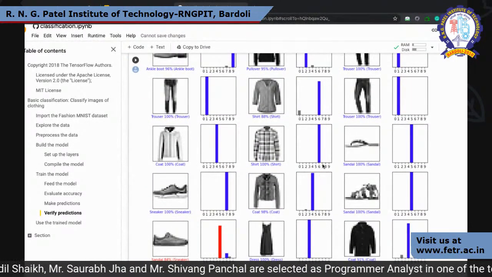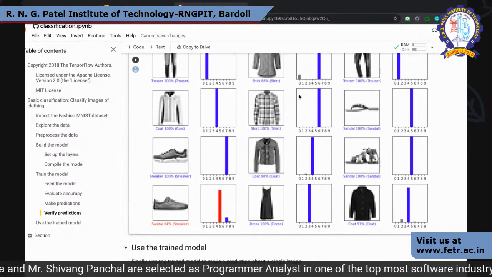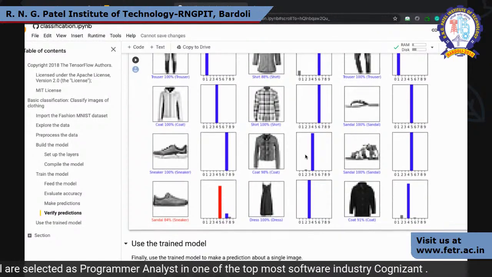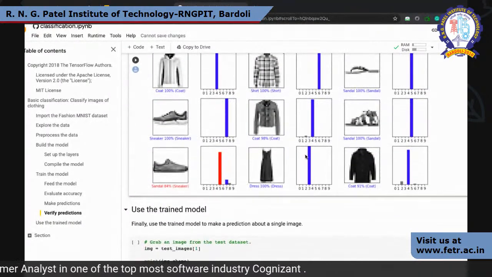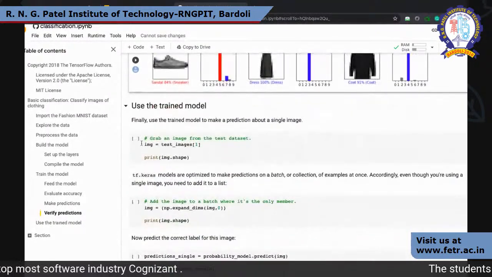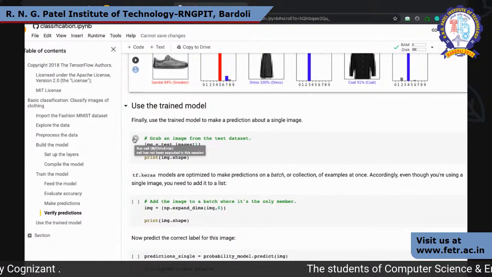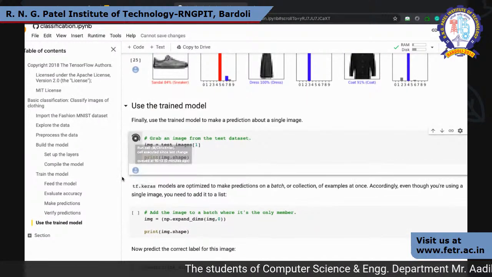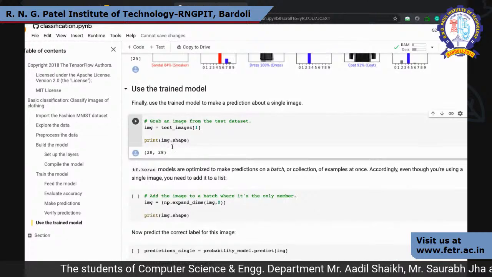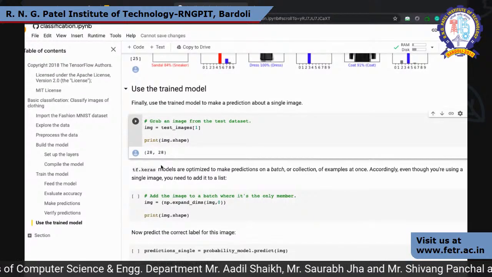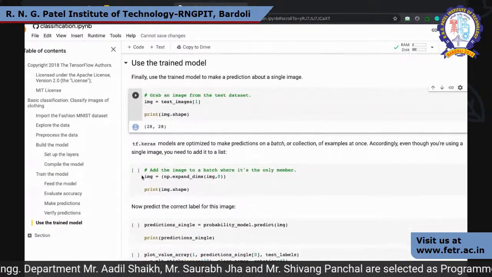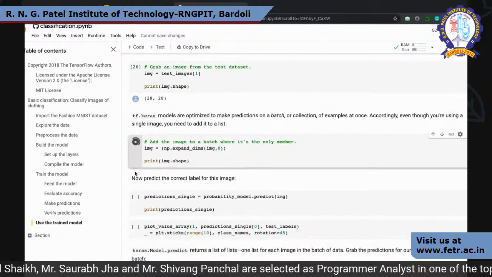So you can see that using softmax, we can basically convert our logits into probabilities, and we can easily identify what image it is. And finally, let's use the trained model to make a prediction about a single image.